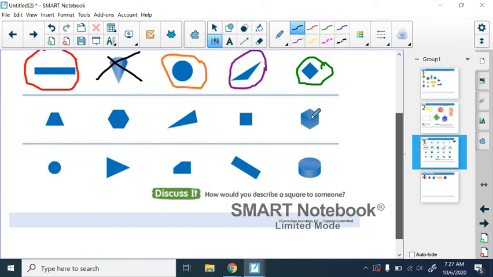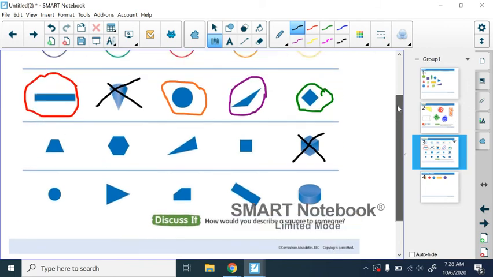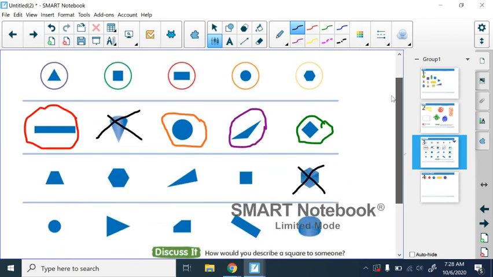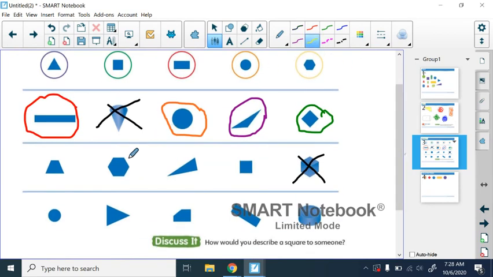All right, boys and girls, I found this cube right here. That cube is a solid shape, so I'm going to put an X over it. And when I look at the flat shapes, I found a hexagon. So I'm going to circle that yellow. I found a triangle. So I'm going to circle that purple. And I found a square. So I'm going to circle that green.